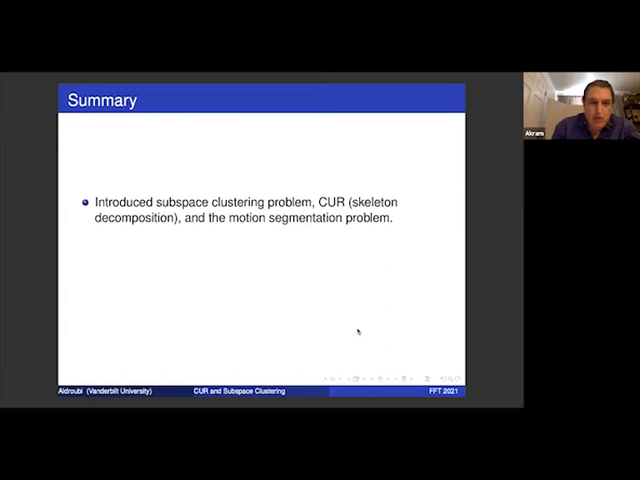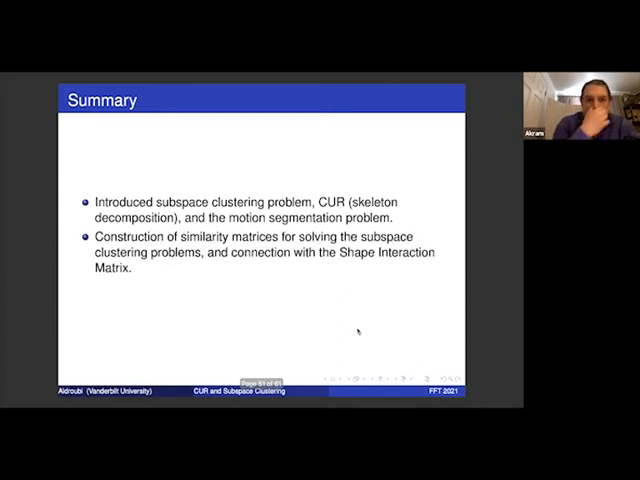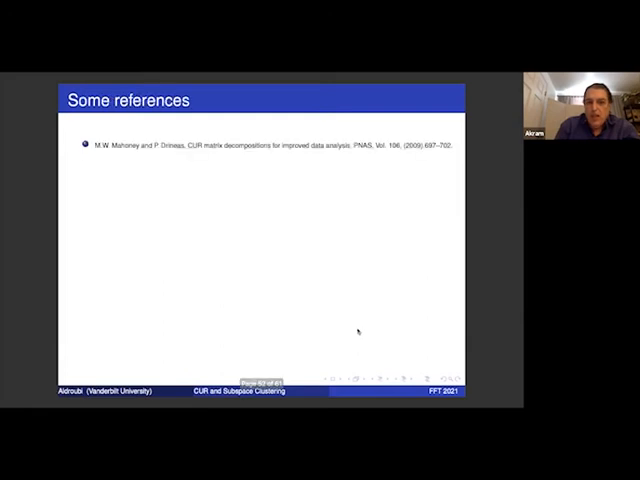So I just introduced the subspace clustering problem. There is also an infinite dimensional version of that, but I didn't talk about it. And also how this subspace clustering problem, CUR and the motion segmentation are connected. Essentially, one way of solving the subspace segmentation problem is to find similarity matrices. One way of doing that is using CUR decomposition, and that's it.